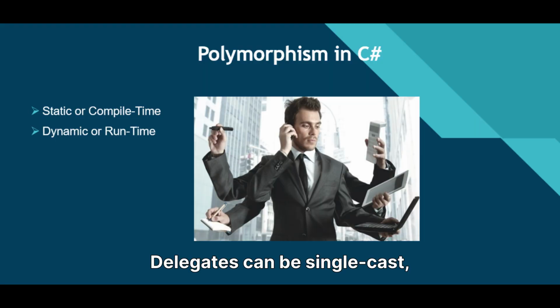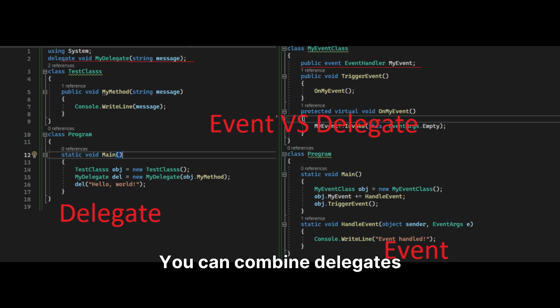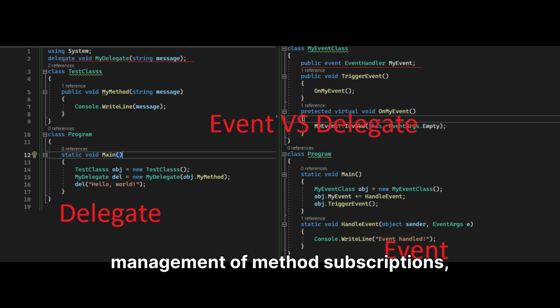execution. Delegates can be single-cast, meaning they reference only one method at a time, or multicast, allowing them to reference multiple methods simultaneously. This versatility makes delegates incredibly powerful for various programming scenarios. You can combine delegates using the += operator to add methods to their invocation list, and remove methods using the -= operator. This allows for dynamic management of method subscriptions, enabling flexible event handling.